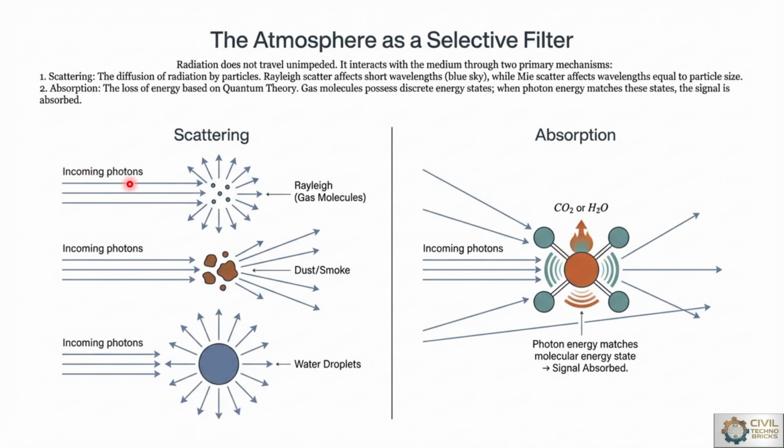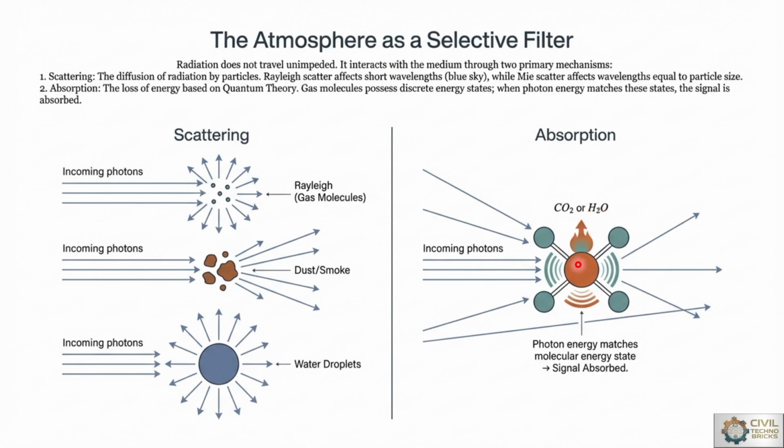Here the incoming photons are in this direction, where in scattering, Rayleigh scattering is due to gas molecules. If the gas molecule is there, then we observe Rayleigh scattering. For dust and smoke type of particles, we see Mie type of scattering. And for incoming photons hitting water droplets, there will be an actual reflection in equal direction. Here, from the absorption point of view, we see the incident incoming photons. At the same time, the photon energy matches the molecular energy state, where the signal is absorbed by carbon dioxide or water.